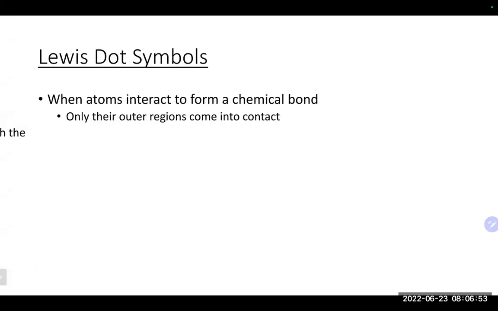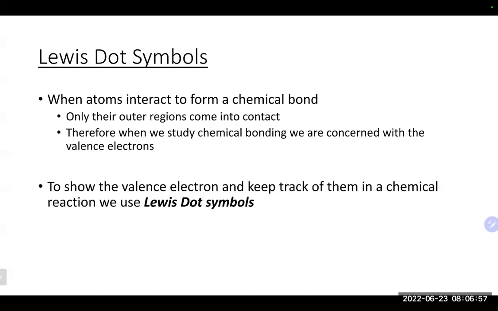We use Lewis dot symbols to represent bonding. Lewis dot symbols are also sometimes referred to just as electron dot symbols. When atoms interact to form a chemical bond, it's really only the outer region that comes in contact with each other. And as we talked about with electron configuration in the last chapter, that is going to be our valence electrons, which are the ones involved in bonding.